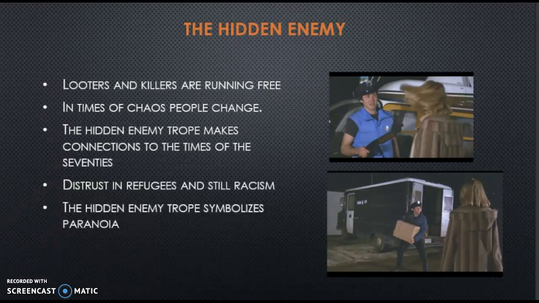The hidden enemy trope makes connections to the times of the 70s. In the 70s, there were a few social issues that fueled the anxiety of people we know becoming monsters or enemies. But things were different from the hidden enemy trope of the 1950s. Social and cultural legacies from the 60s were more mainstream now.